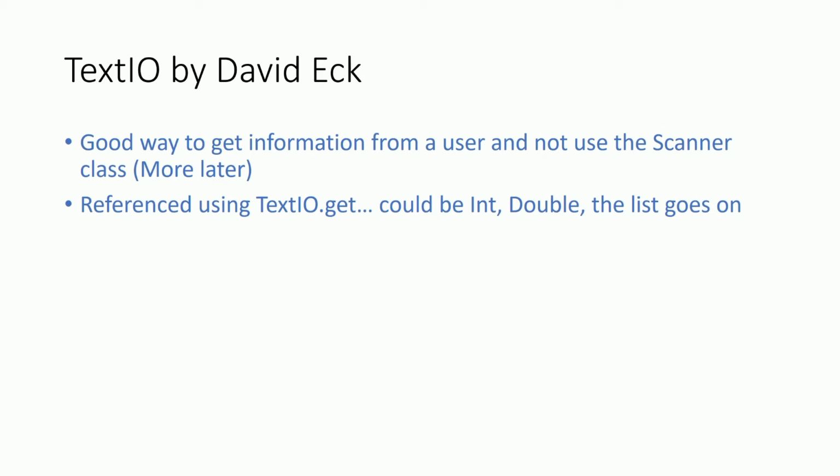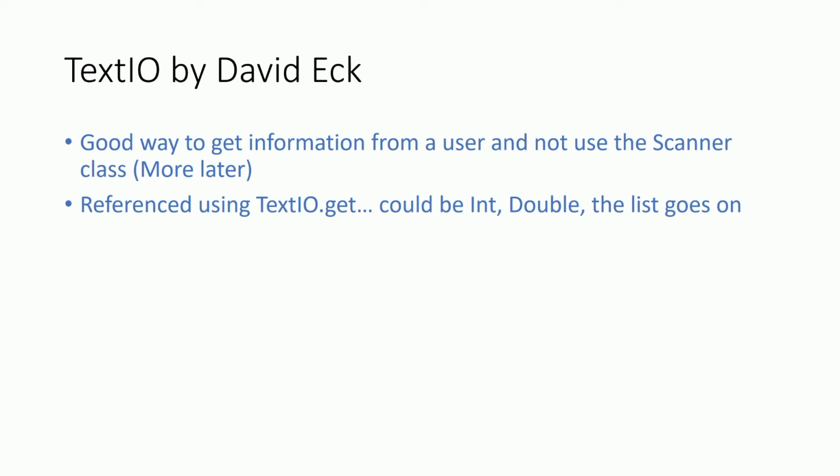So that's what we're going to use for our purposes, just to make life a little easier and to not have to worry about the Scanner class at this point, but still get information from users. That can be referenced using TextIO.get and then something like an int or a double or all kinds of different data types. You'll see that the library that Eck has put into TextIO, of all the different stuff that you can use, is pretty vast and wide. So it's awesome, and we'll use that for our purposes.